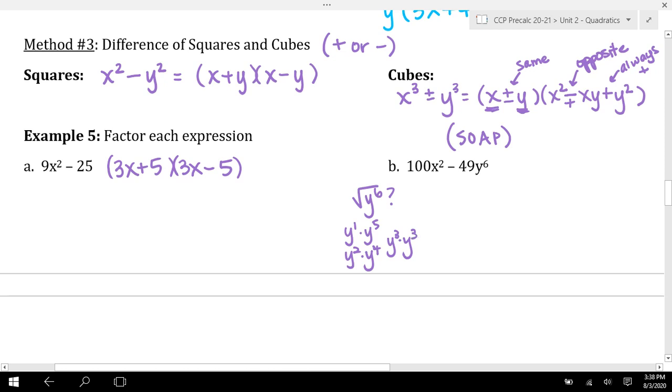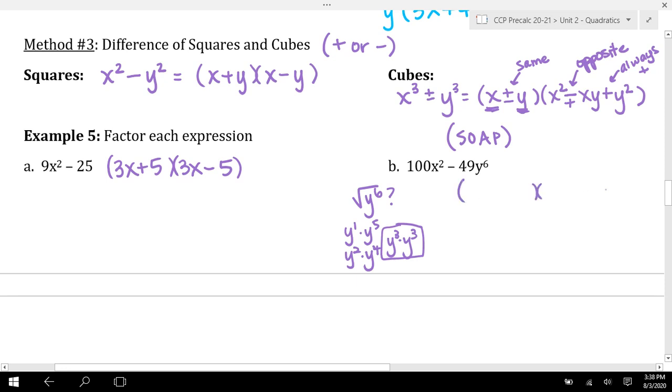So if I'm trying to find the square root of y to the sixth, square root is the same factor repeated twice, it's got to be y cubed and y cubed. So really, just take that exponent, cut it in half, and you've got its square root value. All right, so let's go ahead and do our factoring.